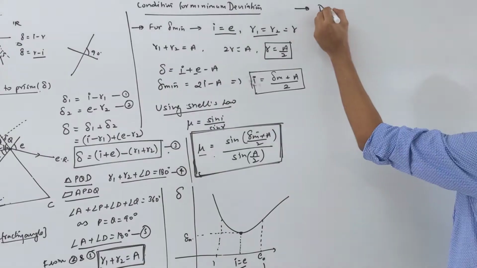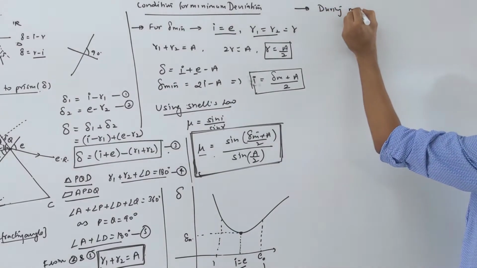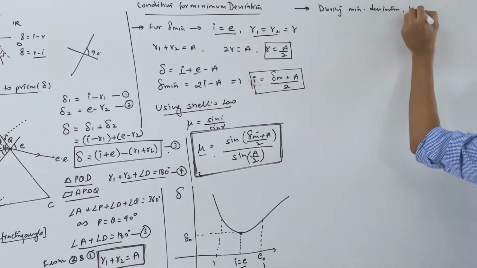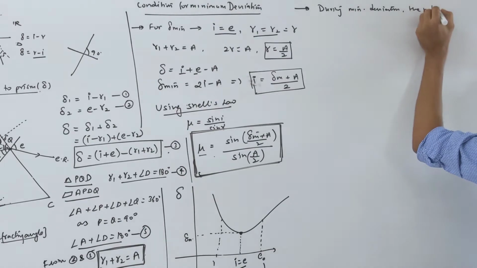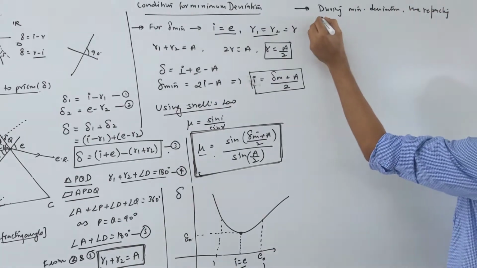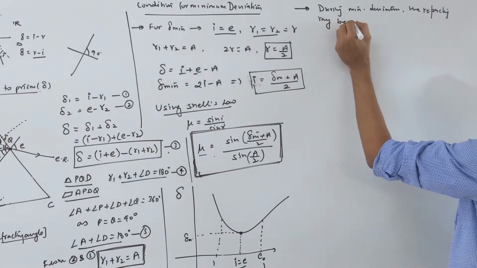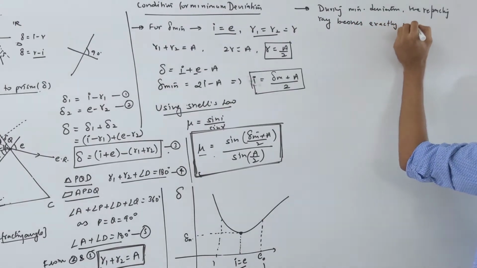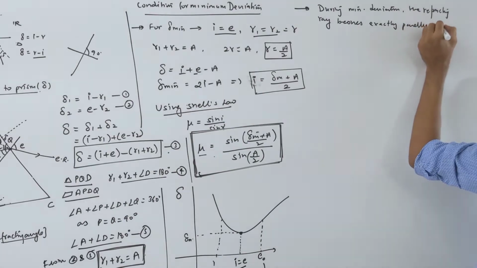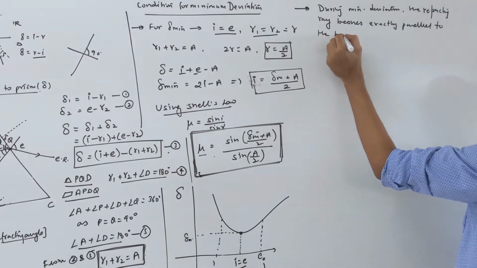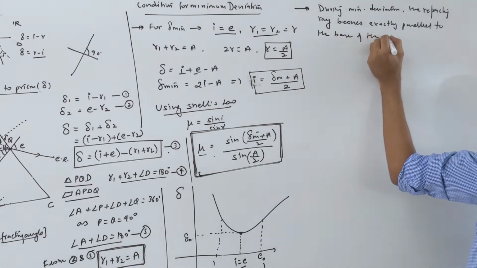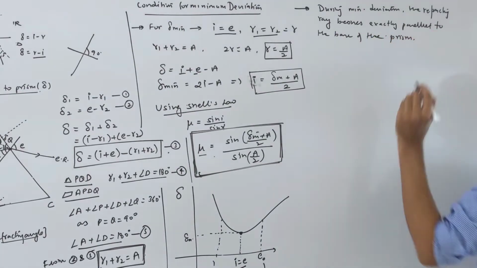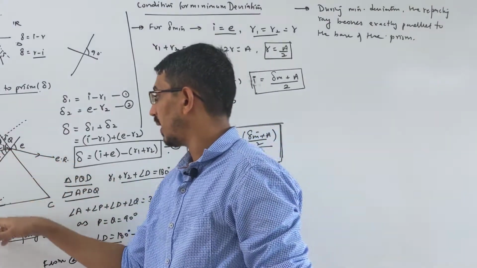During minimum deviation, the refracting ray becomes exactly parallel to the base of the prism. Yes, this ray is exactly parallel to this base.